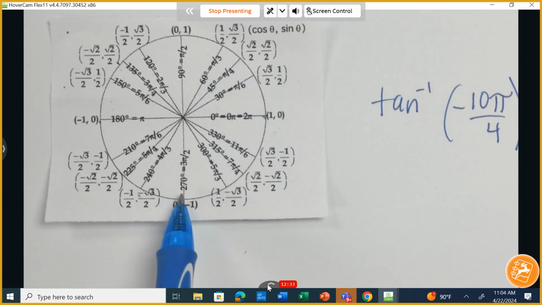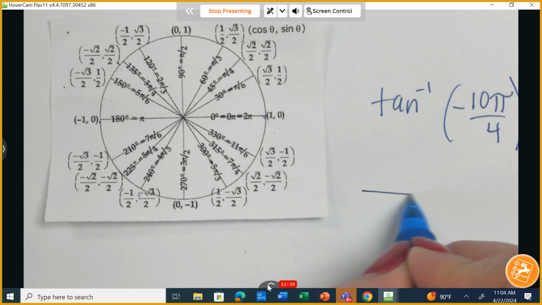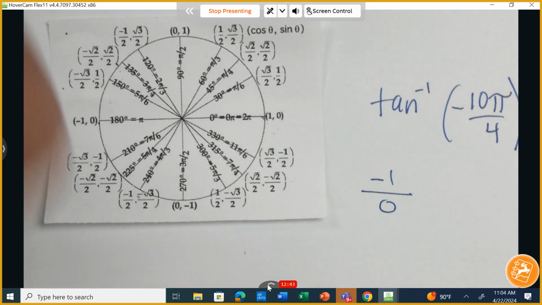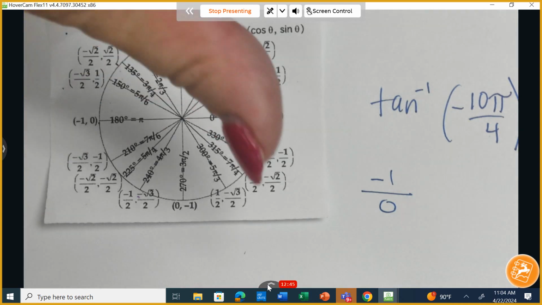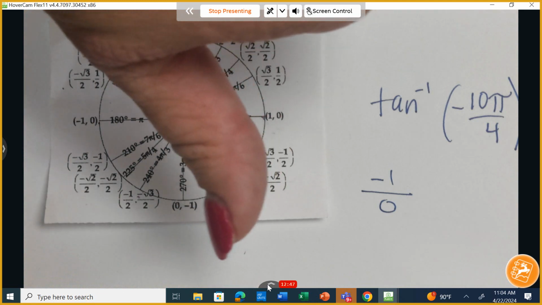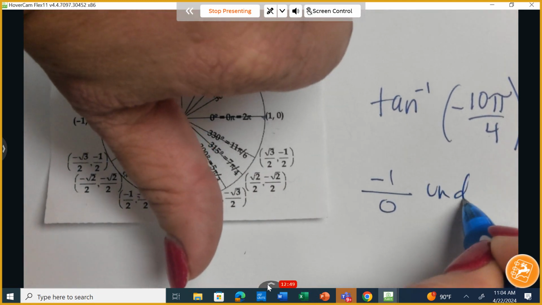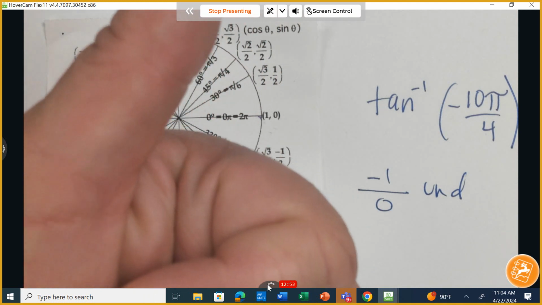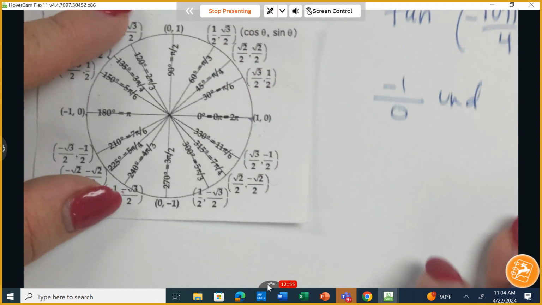And some students told me 3 pi over 2. You had the right location, but we need to know tangent. Tangent is sine divided by cosine. And here's my hint. Use your thumb and point in the direction of the 0. When the 0 is on the bottom, we're in trouble. 0 is on the bottom, it's undefined. What if 0 is on top? If 0 is on top, you're good to go. The answer is 0. Okay?